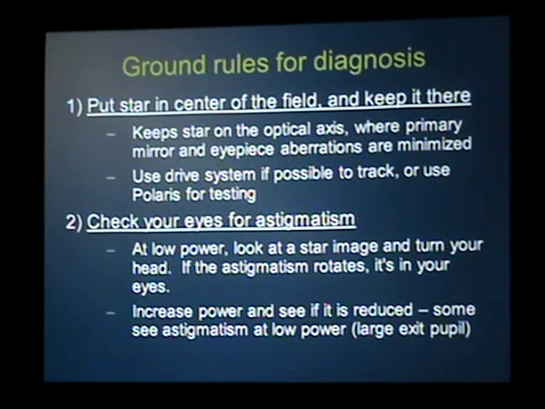If you don't know, you can look at a star at somewhat low power and rotate your head. And if the astigmatism you see rotates with your head, it may be in your eye. There's also another possible source of that. Then you want to increase the power and see if you see astigmatism at the higher power. If it's still there, chances are it's in your eye, and it's not due to the exit pupil, which I'll talk about later.